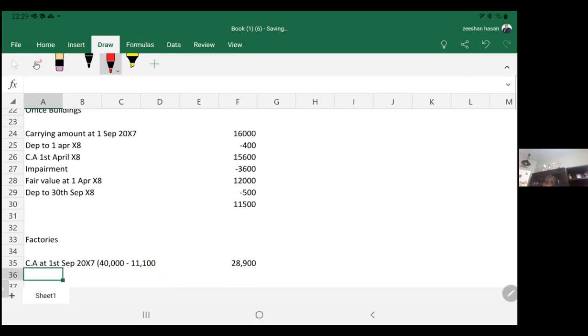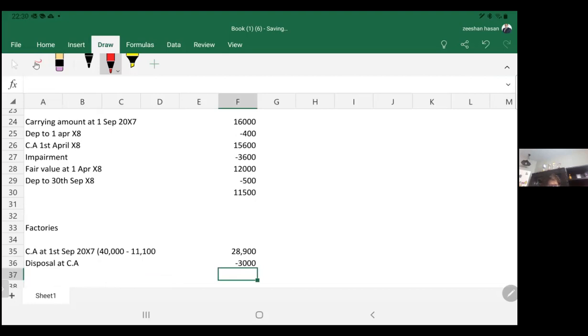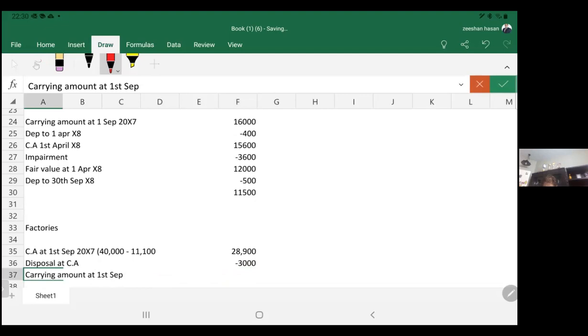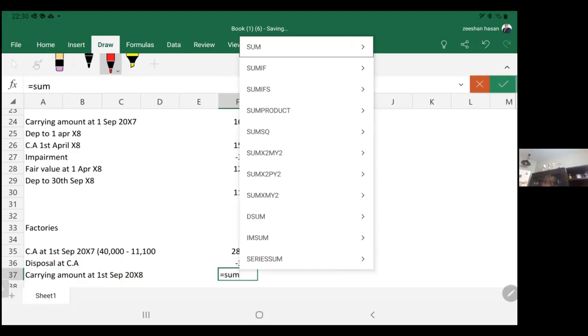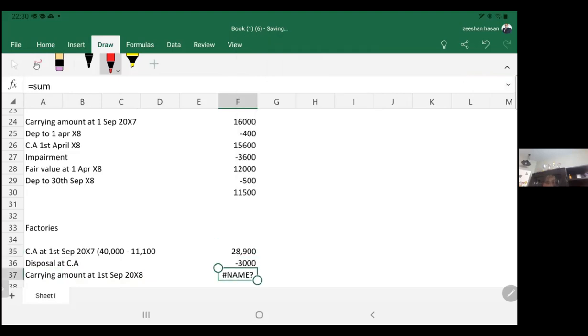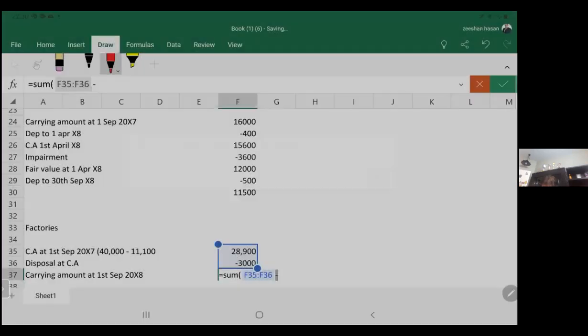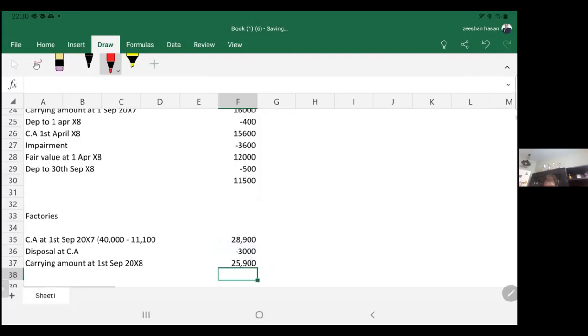Amount 3,000. Okay. Carrying amount at 1st September 2008 is equal to sum, this, sorry, is equal to sum this minus this. We get 25,900.